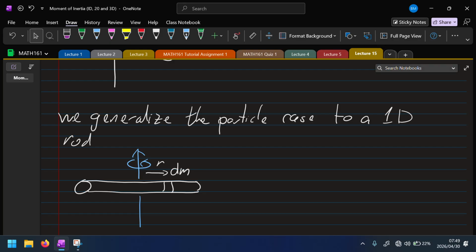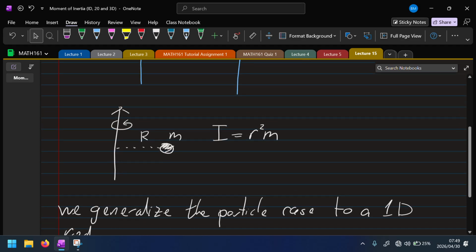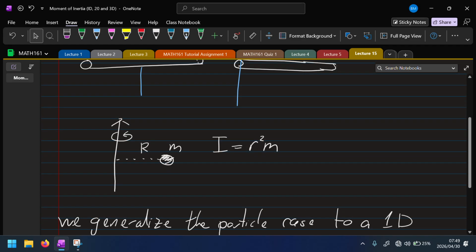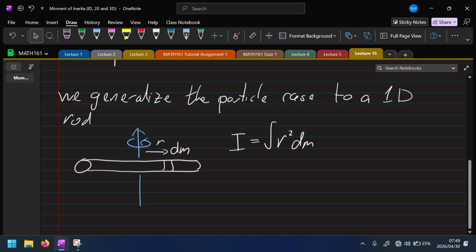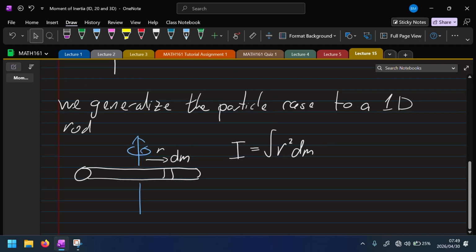We don't add them, we integrate them. So here we have the integral r squared dm. Again, very similar to this previous one. For a single mass, it's r squared m. But if you have a bunch of little masses, it's not m, it's dm for the little mass, and we have to add it all up. So it becomes I equals the integral of r squared dm. That's the general formula that we're going to be using.